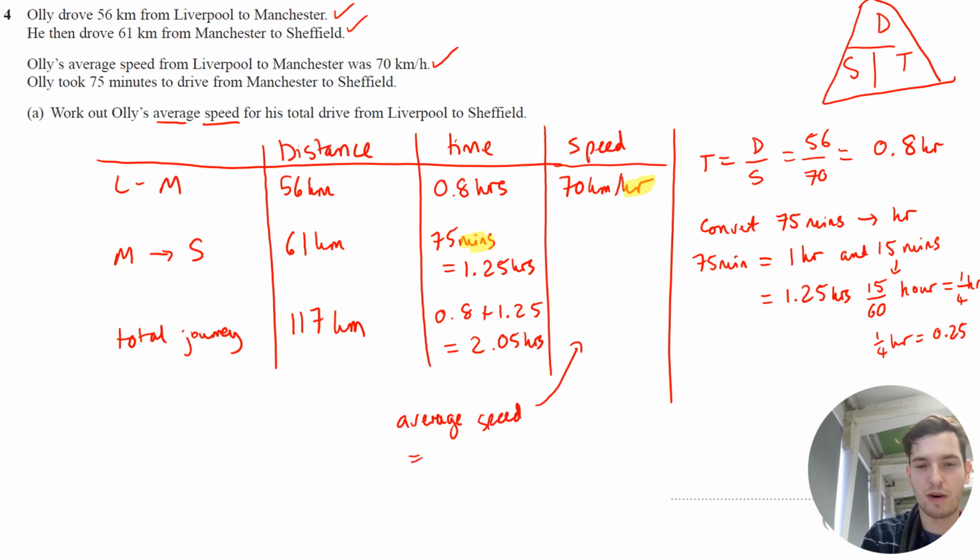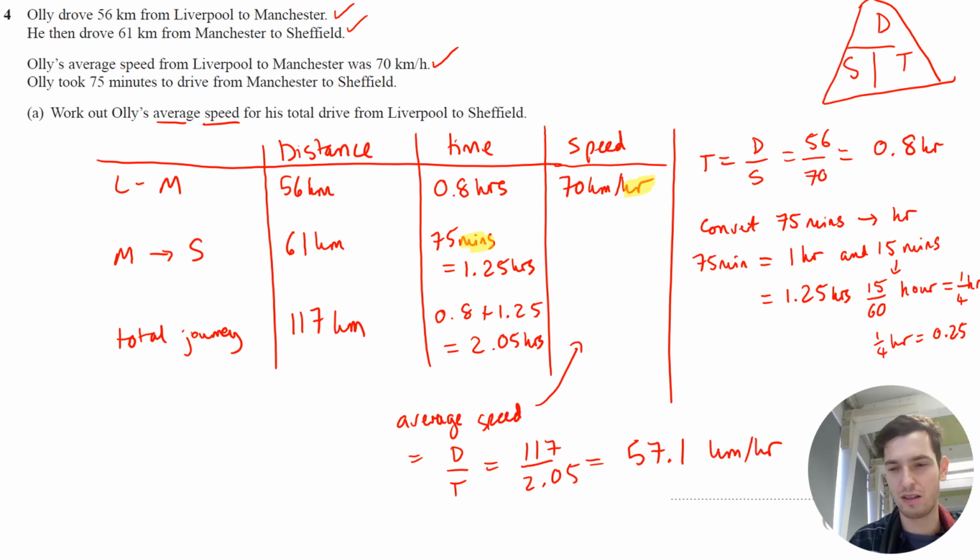And then final step is going to be my average speed. I know that is equal to my total distance over my total time. 117 divided by 2.05, which in my calculator, 57.1 kilometers per hour. Okay, so a bit of a tricky question with some conversions. You must make sure when you're doing these types of questions that everything is in consistent units, and when you're converting minutes to hours or hours to minutes or whatever it is, you think about carefully how you do those conversions.